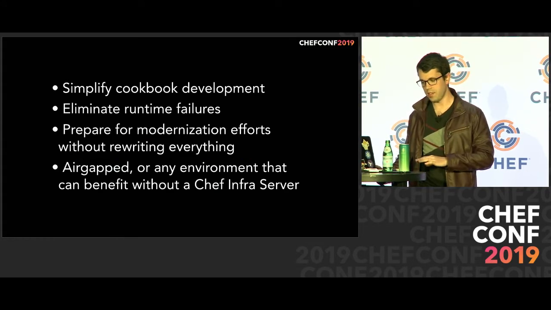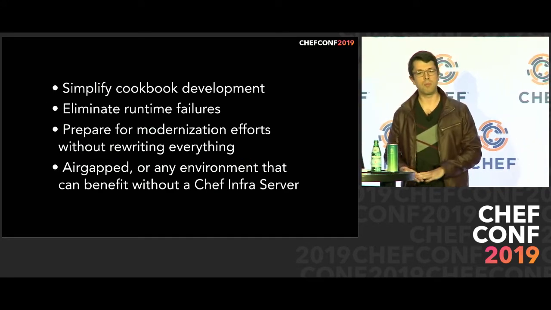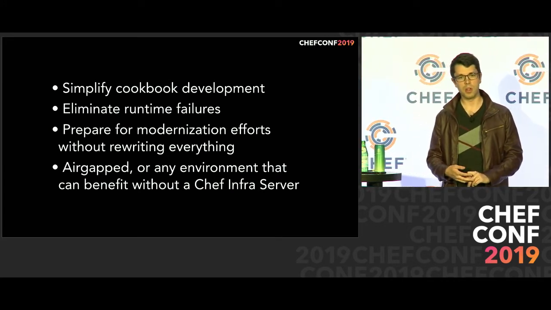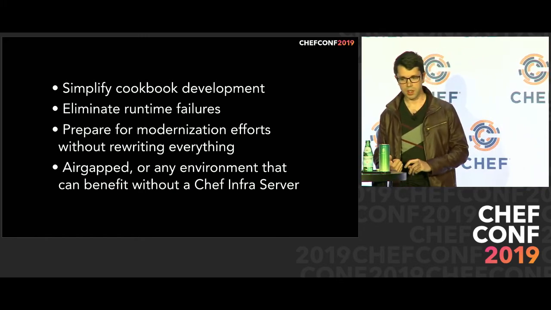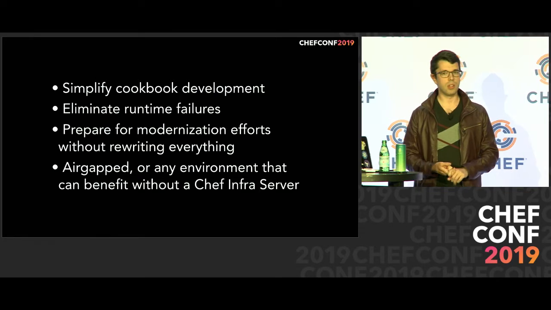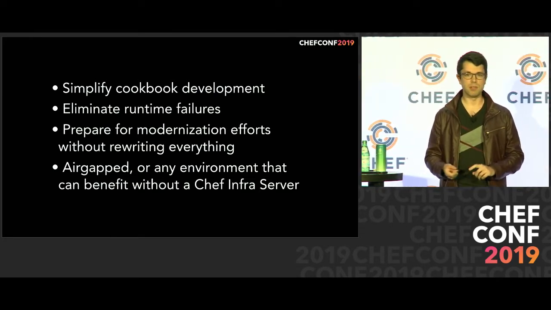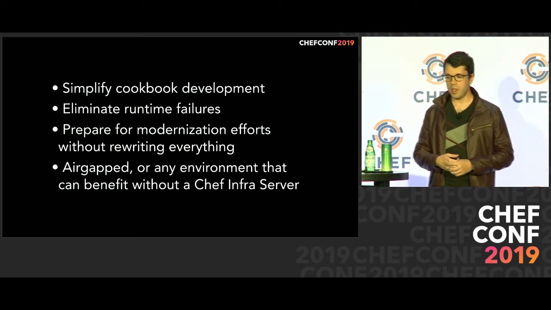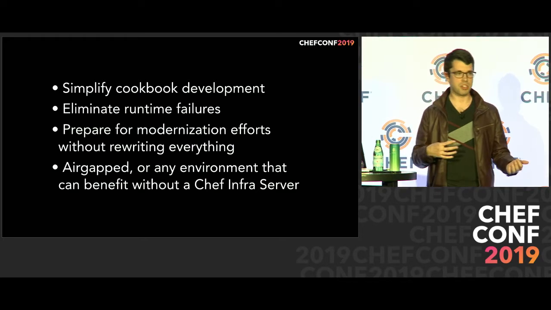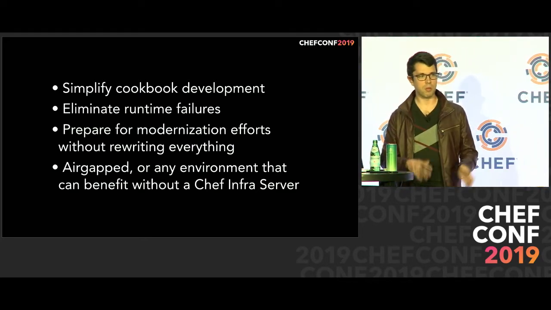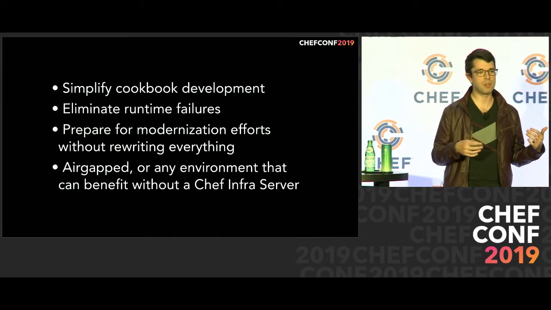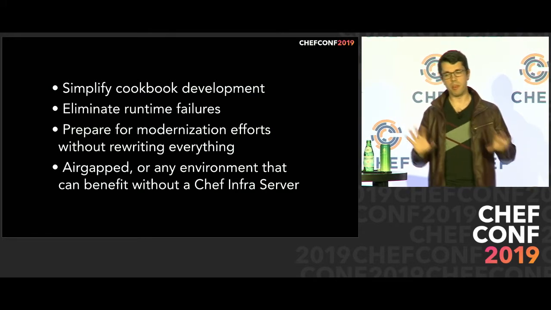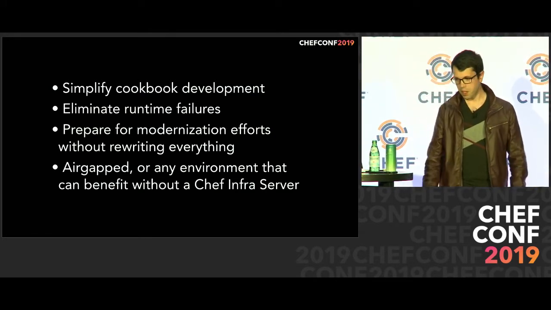So let's talk about a few use cases. If we have really complex cookbook development practices, a very complex pipeline that's expensive to go through, this might be something you're really interested in. If you're experiencing a lot of runtime failures from missing version pins or missing cookbook versions or other things like that, this might be a great pattern for you. If you're looking to prepare for modernization efforts, where you want to move from a really old operating system to a new operating system, or you want to move away from VMs entirely over to containers, this might be a great bridge for you to get there.